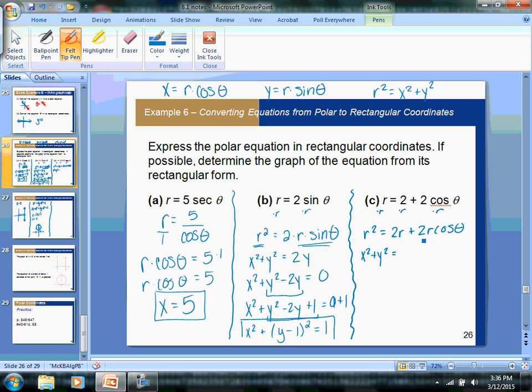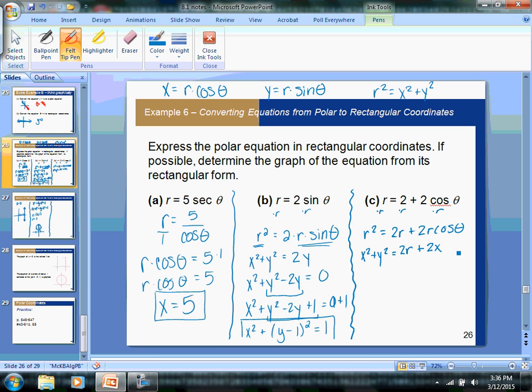Now I know I have a 2r and a 2r, so sometimes students see this and they think, oh, I'll take out a GCF. But that's not going to help you get rid of that cosine. We got to get that cosine out of there. So this r cosine theta I want to substitute. So I'm going to leave the 2r for now, and I'm going to replace the r cosine theta with x.